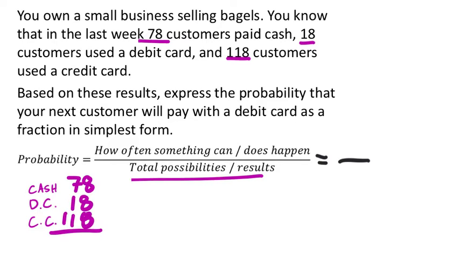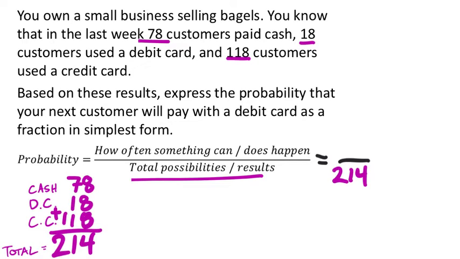So all I'm going to do is take these and add them together to see how many total customers have gone through. On my calculator, I got 78 plus 18 plus 118. And when I push enter, this will tell me how many total customers paid, I guess, for bagels. That's 214. Right there. Now again, this is my total possibility, so there's 214 customers that actually did come through this business that sells bagels.